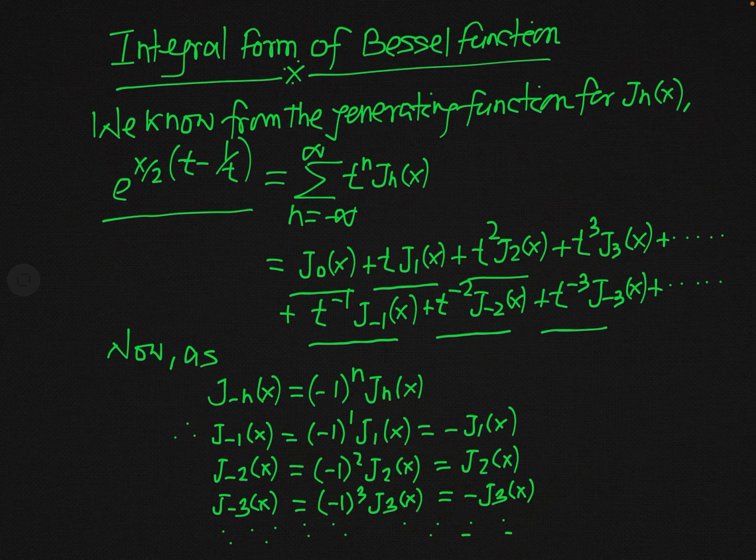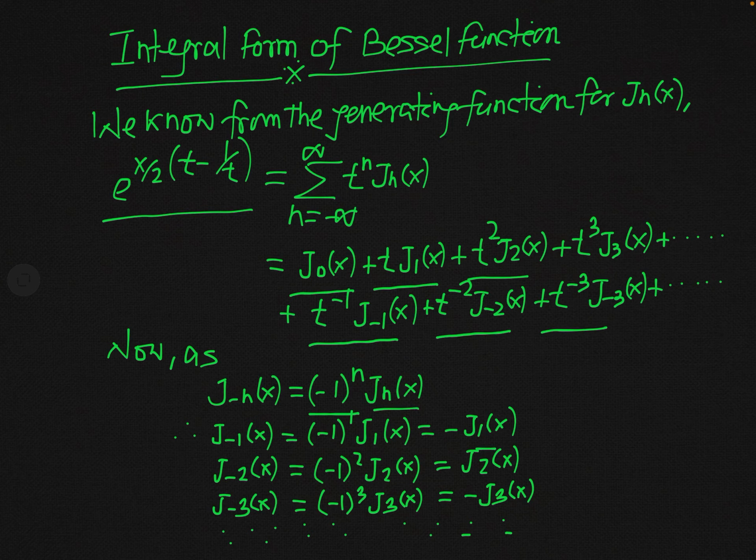Now we know J minus n of x is equal to what? It is simply minus 1 raised to the power n Jn of x. On the basis of this formula, you can evaluate the value of J minus 1 of x. Here n is equal to 1, so let us substitute: minus 1 raised to the power 1 J1 of x. And you know minus 1 raised to the power 1 is simply minus 1. So this is minus J1 of x.